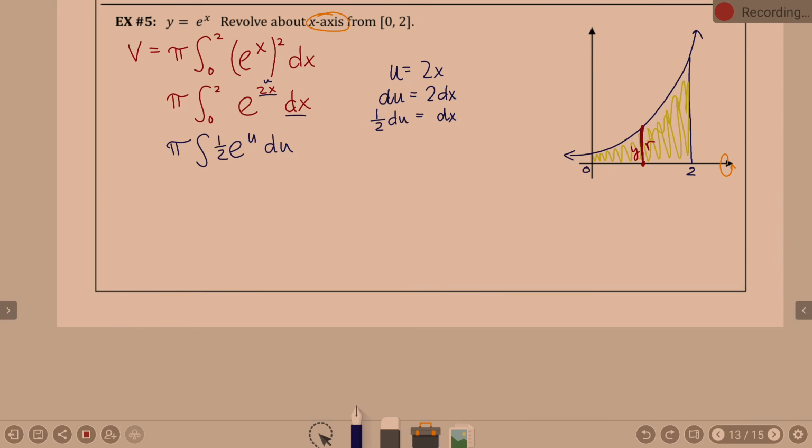So if we now integrate this as is, 1/2 e to the u, what's the integral of 1/2 e to the u? 1/2 e to the u. I'm going to go back to my x's, though. And so if I go back to my x's, this was probably not the best way to show it in retrospect, but if I go back to my x's, it's pi times 1/2 e to the 2x, evaluated from 0 to 2.